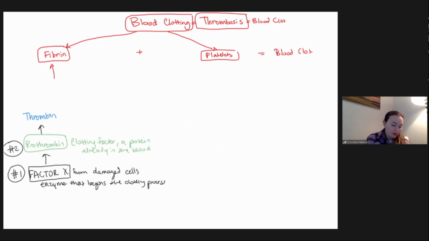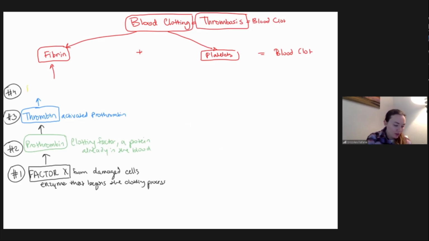So thrombin, we could say, is number 3, the third thing that happens. Thrombin would be the result of those two combining, and this is just activated prothrombin. So factor X activates prothrombin to become thrombin. Once thrombin is in the blood, it will combine with the fibrinogen.